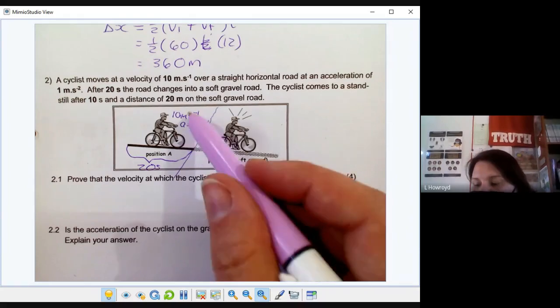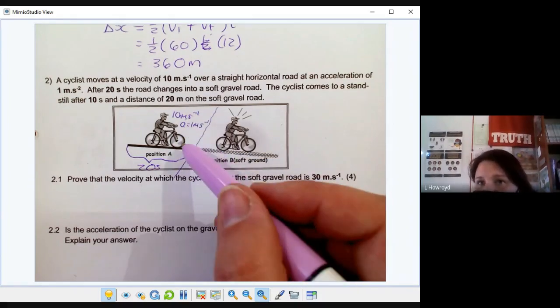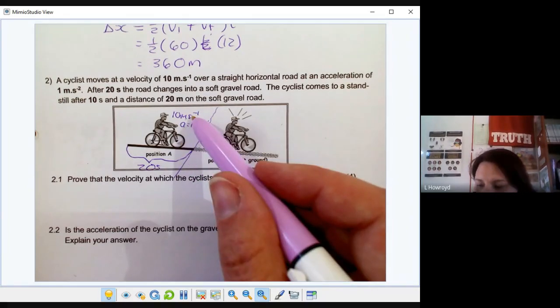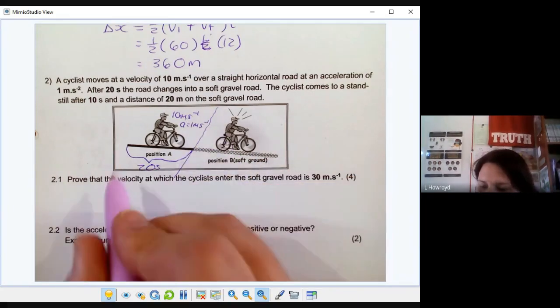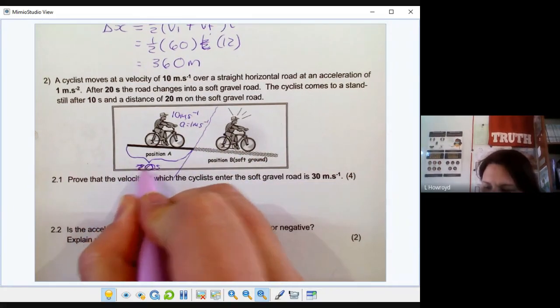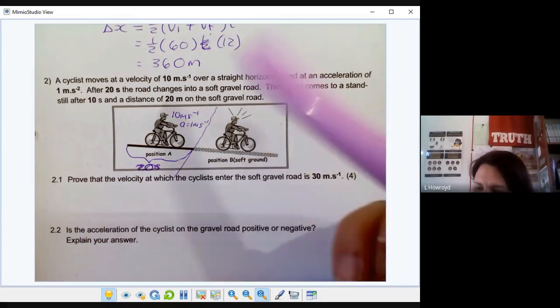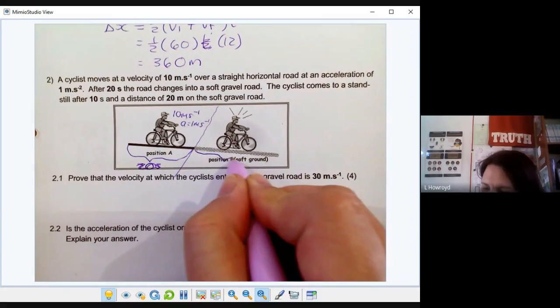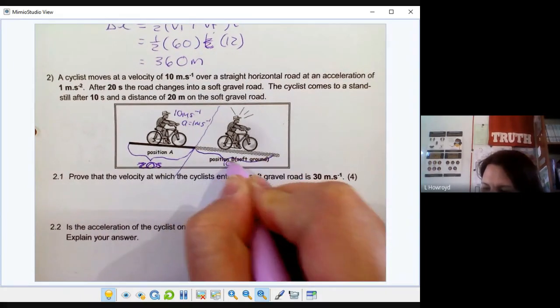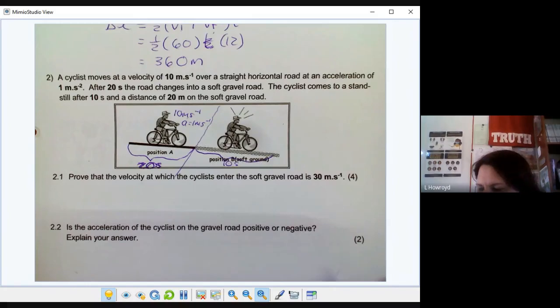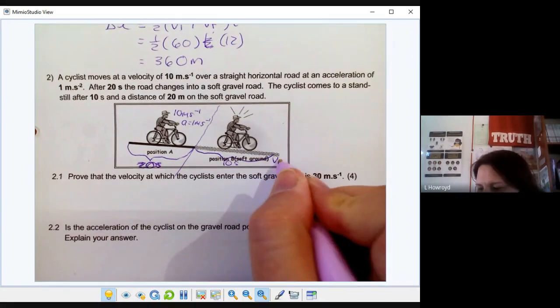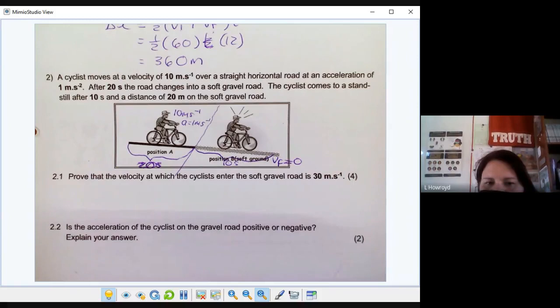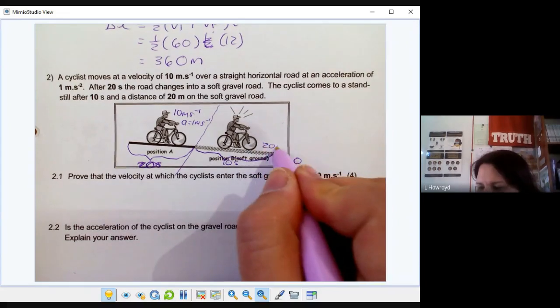We know he's accelerating, so he's getting faster and faster. He starts his journey here, accelerating, and he moves along this for 20 seconds. Then the cyclist comes to a standstill, so he rides here for 10 seconds, and he ends up with a final velocity of 0, because he ends up at a standstill. The distance in the soft gravel is 20 meters, so he went for 20 meters.